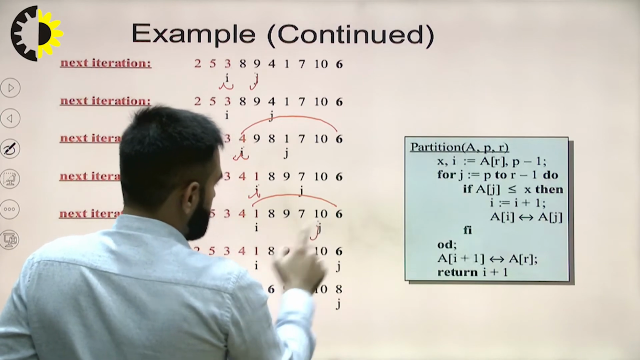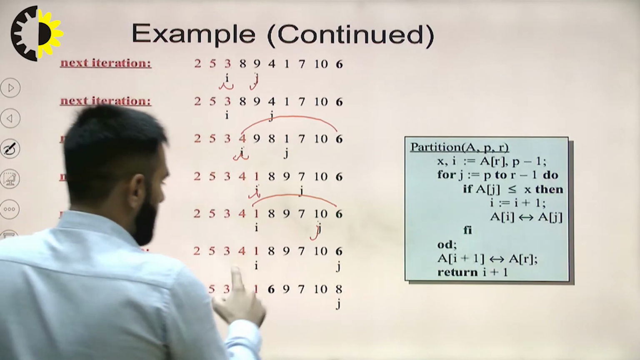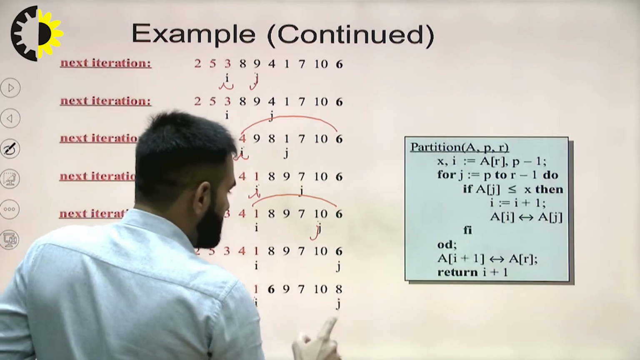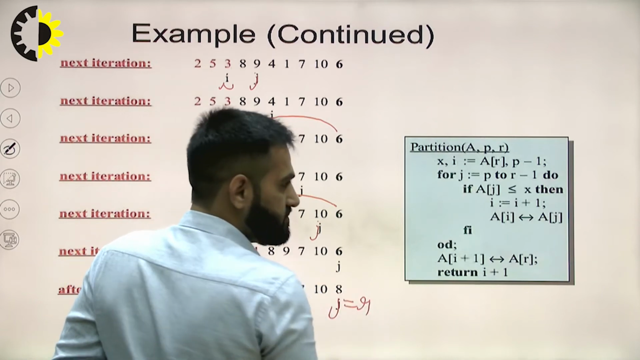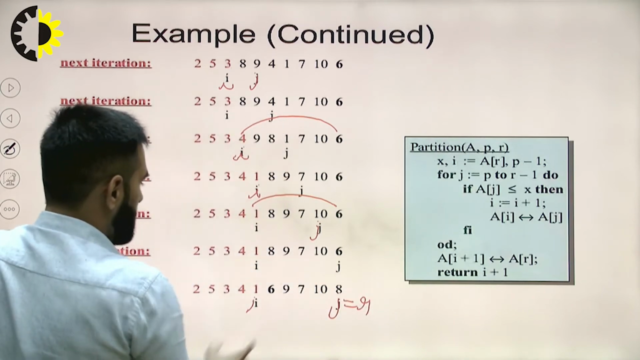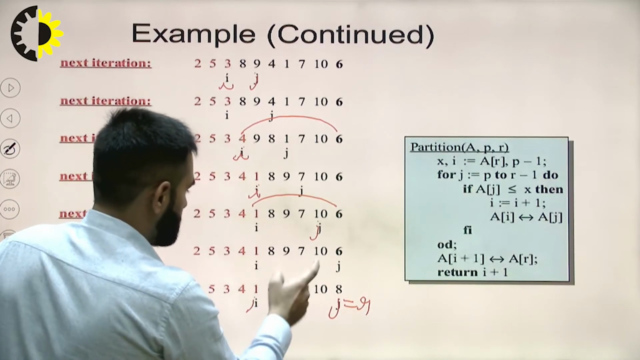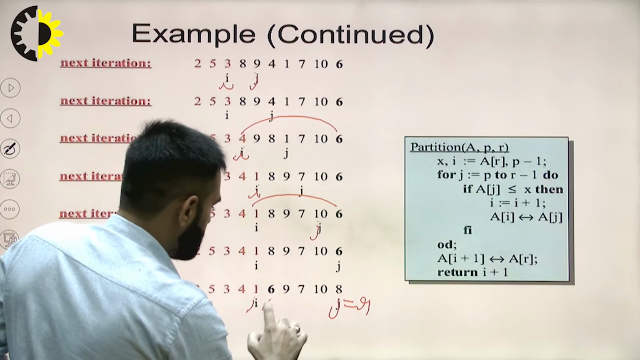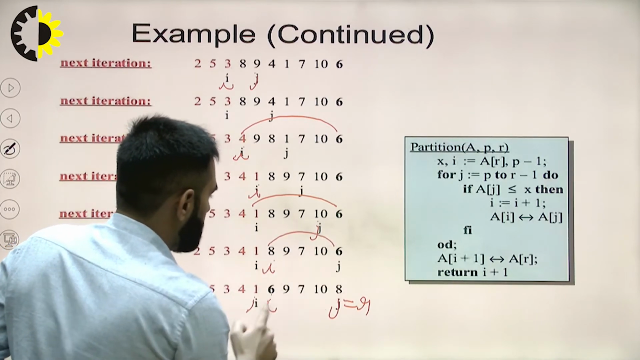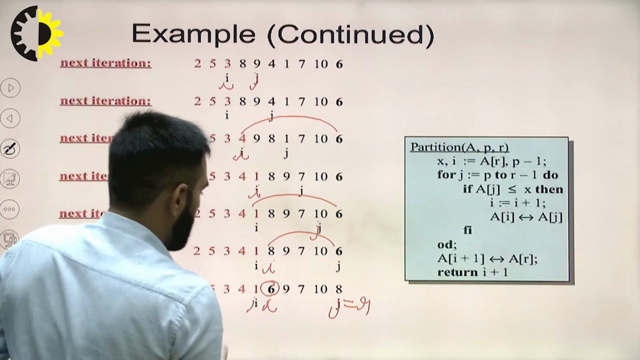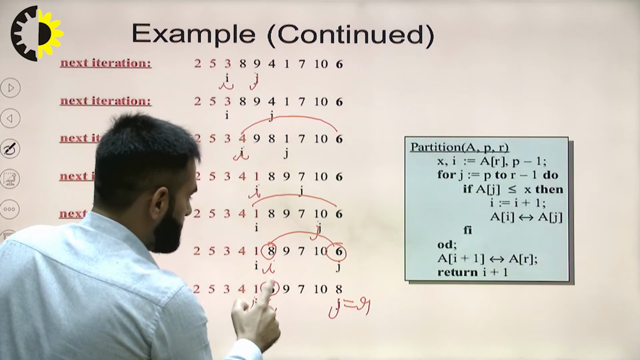Now j is somewhere here. Again i is here, and j reaches r, so we stop here because j reaches r. Now we check this condition. Now we swap these values. i is somewhere here, and we swap this. See, 6 came to here, and now 8.